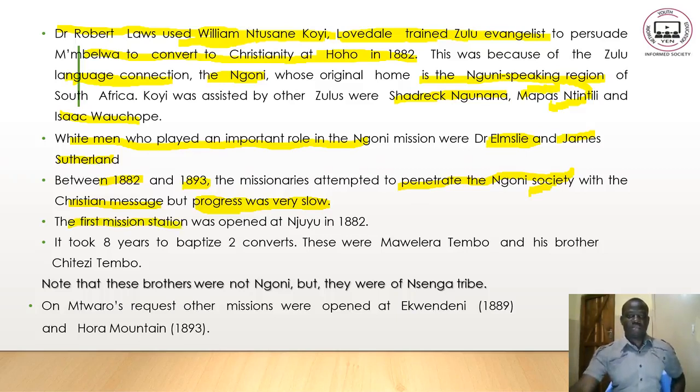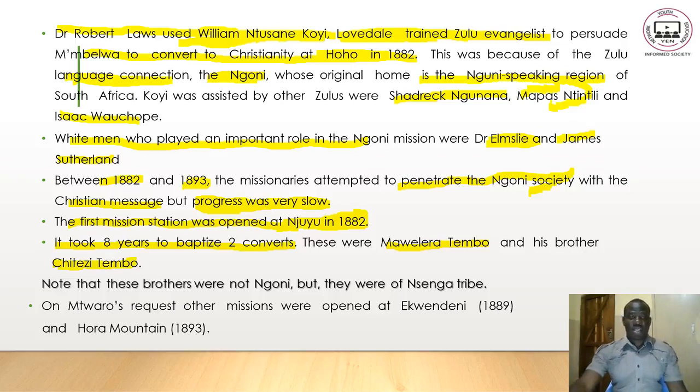So the first mission station was opened at Njoyu in 1882. That's why we have mentioned of Njoyu mission of 1882. That one, it branched from Bandawe. So from Bandawe, they sent some delegates to Mzimba to start the Ngoni mission. So it took 8 years to baptize 2 converts. So these ones were Mawerera Tembo and his brother Chitezi Tembo. So these 2 were the first from the Ngoni land to be baptized as Christians.